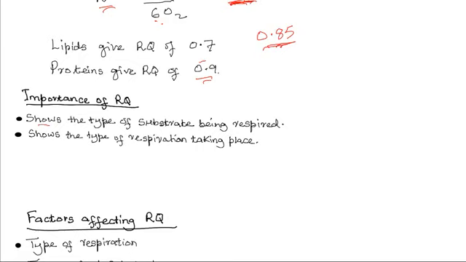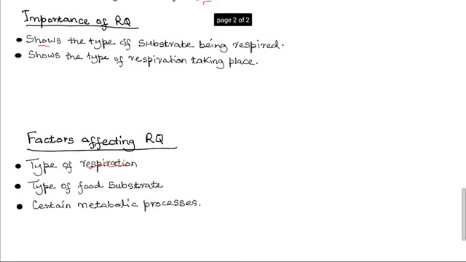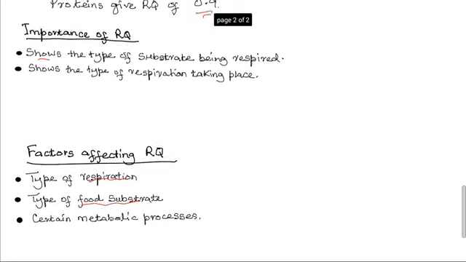Now, related to that, you can list the factors that affect the RQ. One is the type of respiration, as mentioned. If it is anaerobic, then the value is going to be very high. The other is the type of food substrate. You judge that from the values. Carbohydrates is 1.0, lipids 0.7, and protein, we get a value of 0.9.